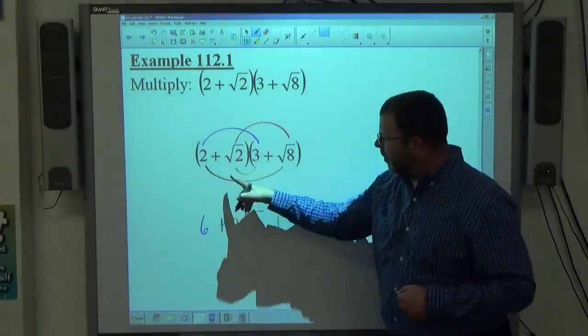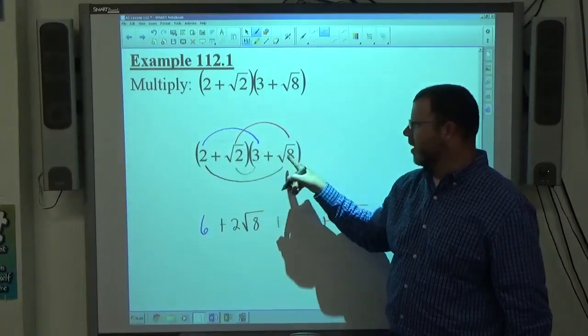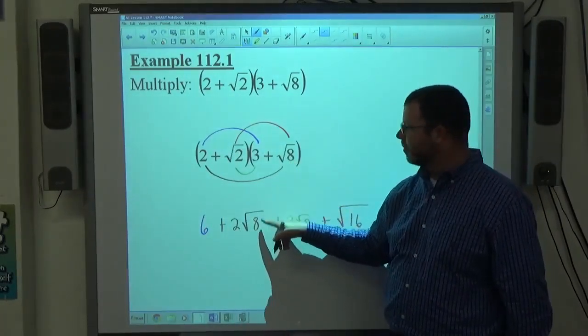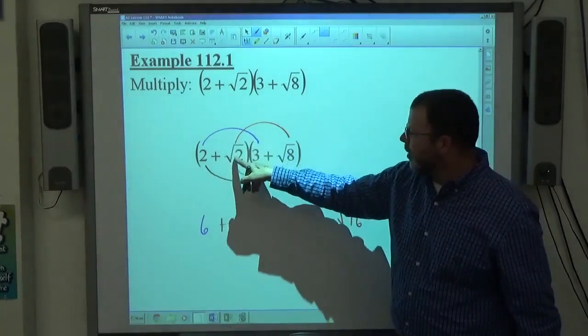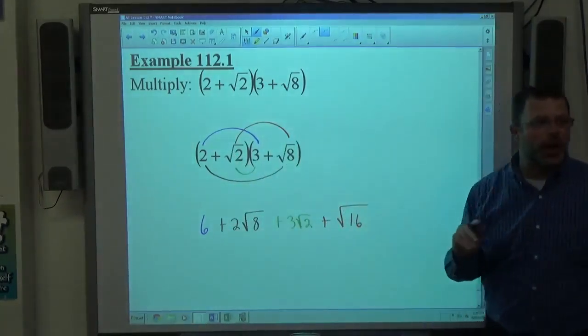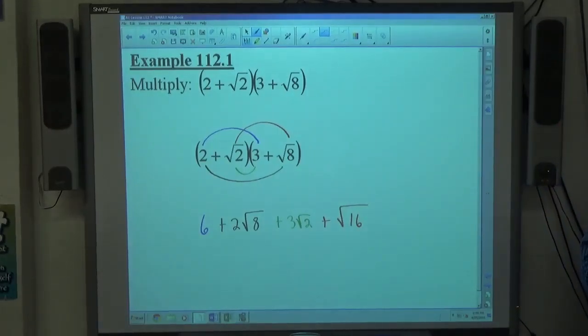Notice on the black multiplication, 2 is outside the radical, 8 is inside the radical, so you just stick them together. On the green one, 3 outside, 2 inside, you stick them together. On the red one, they're both inside, so I multiplied underneath the radical. 2 times 8 underneath makes it 16.